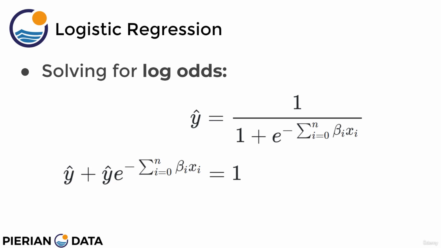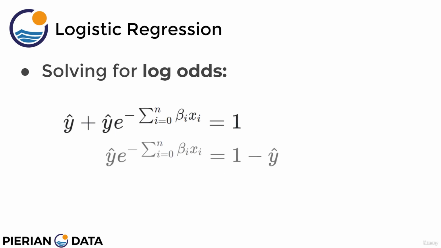And since y hat is on one side of the equation, we now get y hat plus y hat times e to the power of negative the sum of the coefficient times x. So that's equal to 1. And then the next step after that is to subtract y hat from both sides of the equation. So here we subtract y hat from both sides, and you can see I have 1 minus y hat, and then on the left-hand side I have y hat times e to the power of this linear relationship of the coefficient times the feature set.